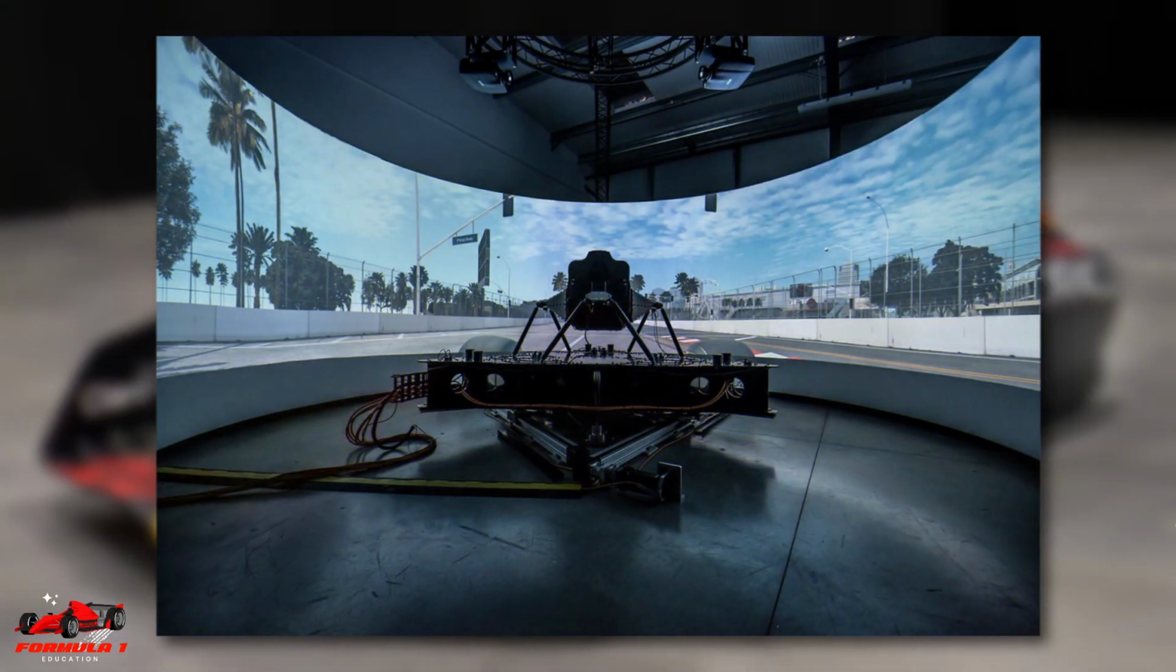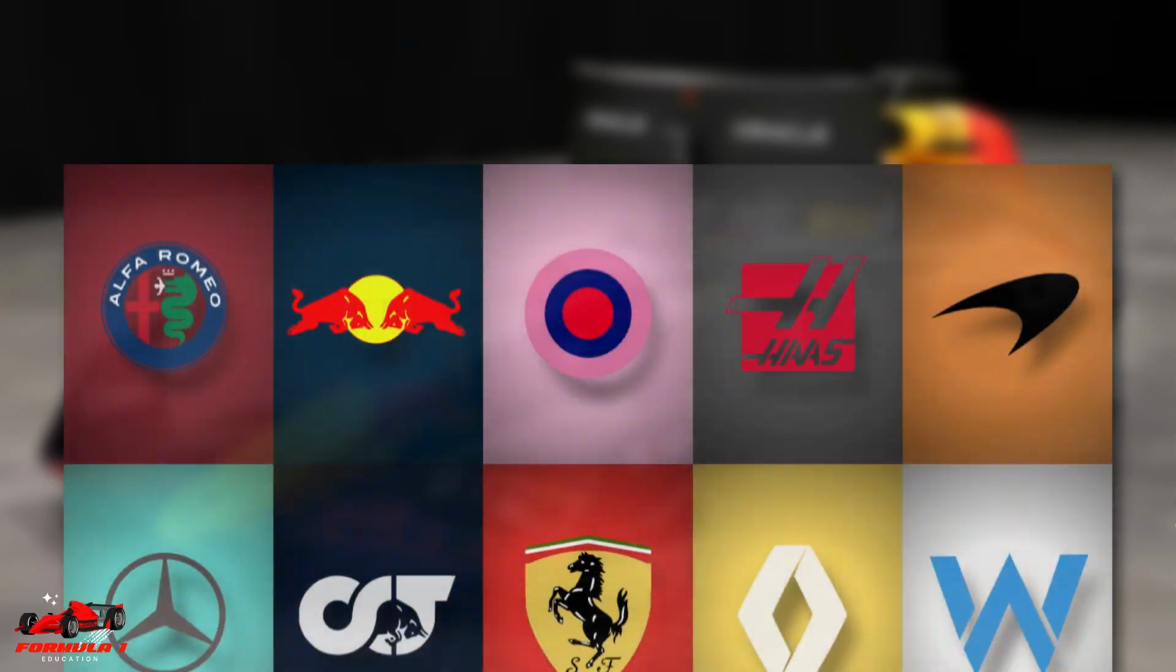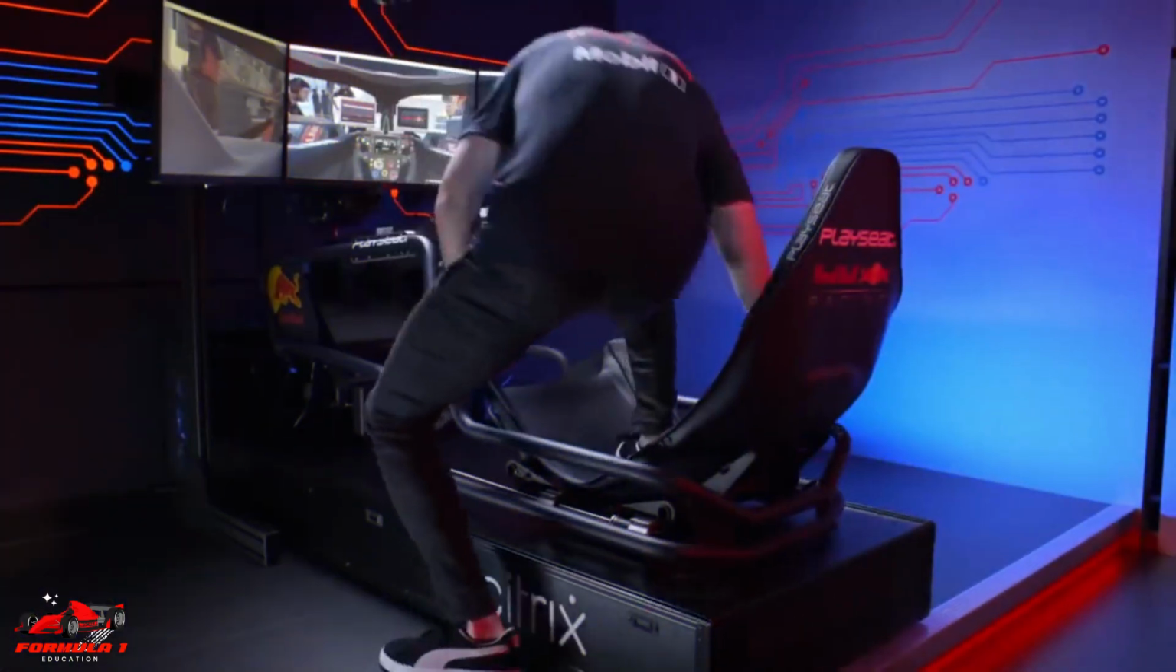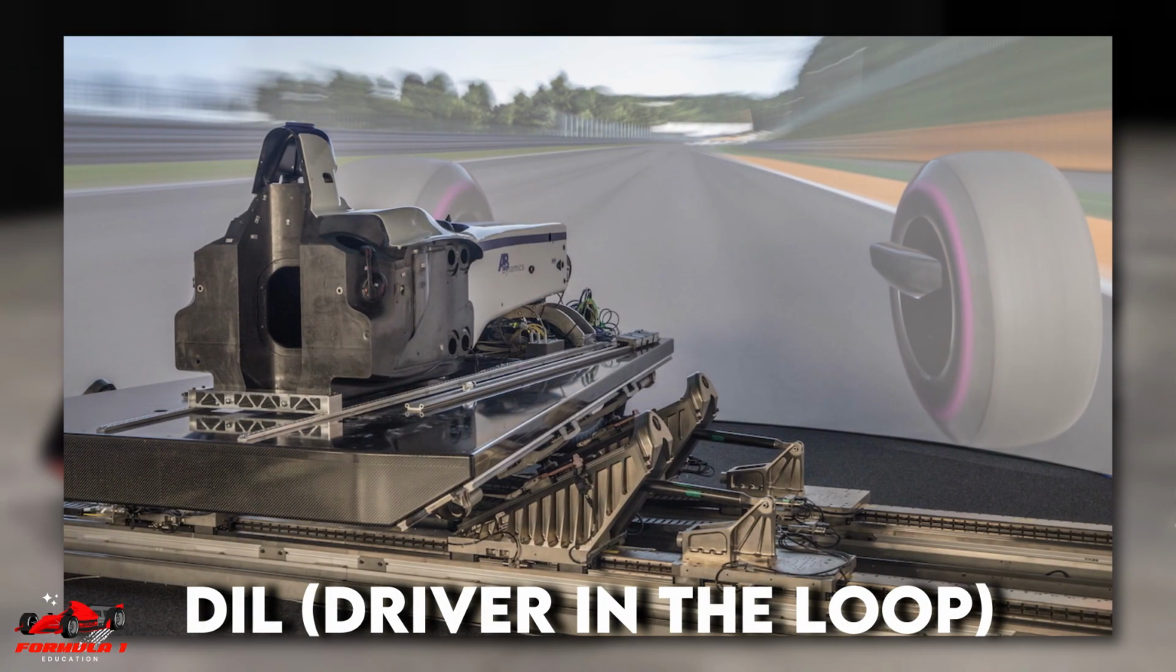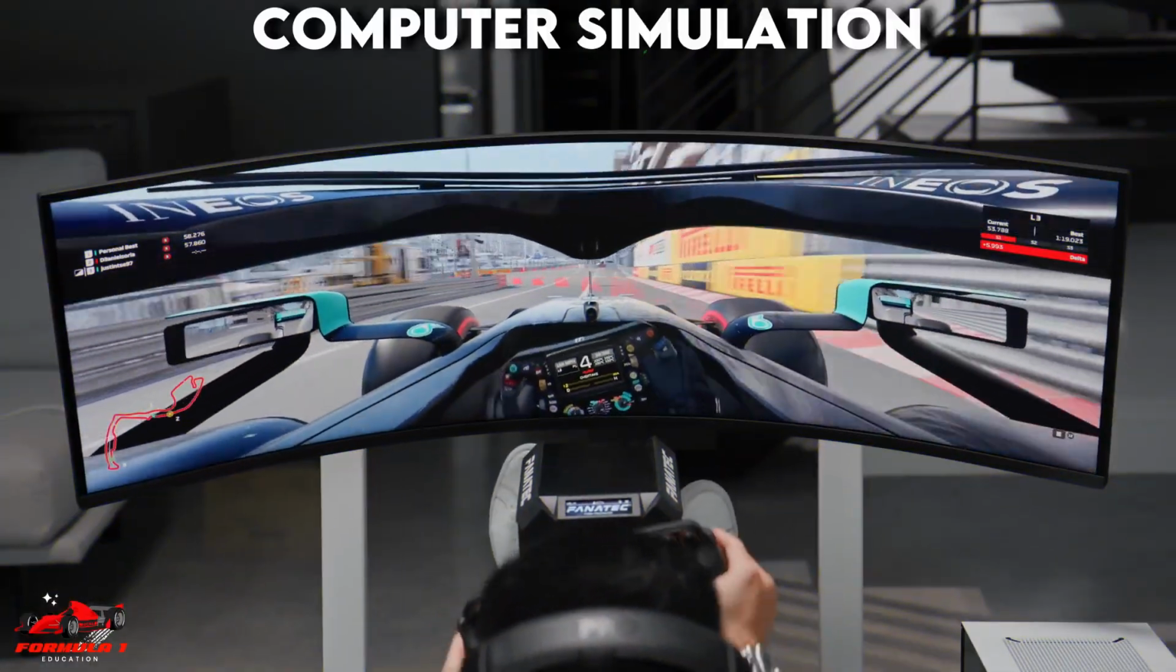With this technology, an F1 team is able to recreate the acceleration, lateral, and braking forces the driver experiences on the racetrack. Simulators differ from team to team, but all teams use the following two simulation types: DIL, driver in the loop, or computer simulation.